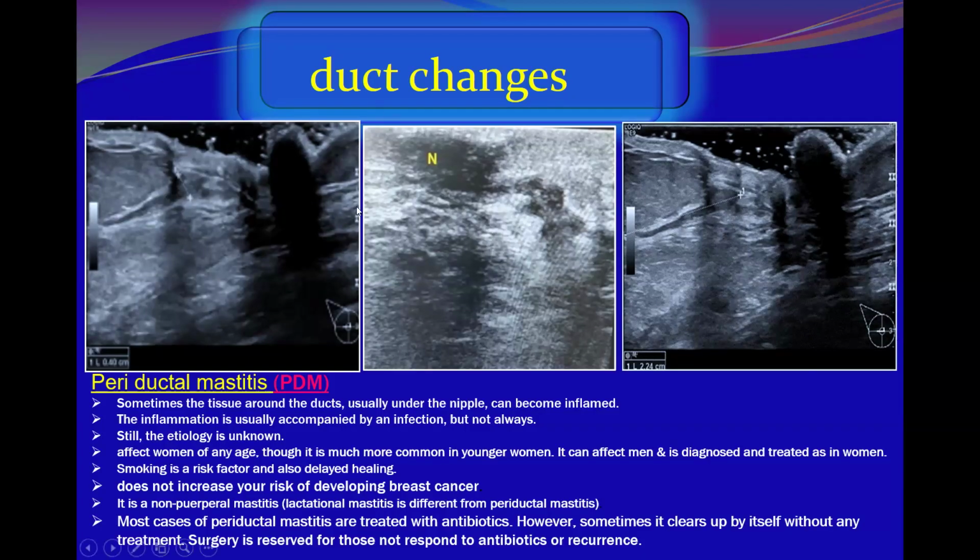Okay, this is my patient also. But what is the difference between this and this one? What do you think about this one? Are you going to report it as just periductal mastitis, or will you say this is a suspicious ductal change?